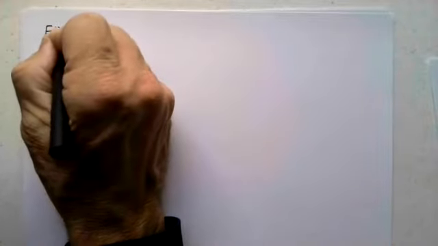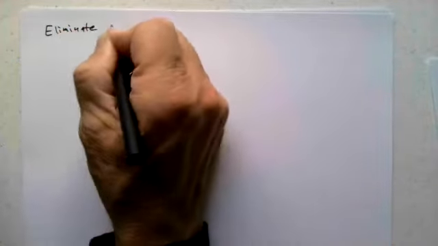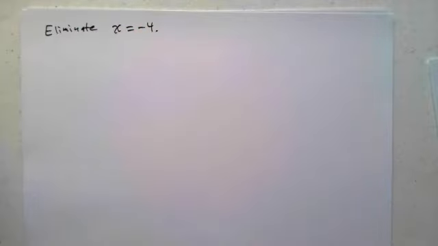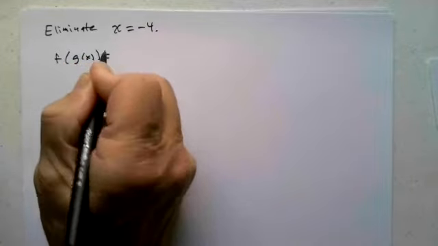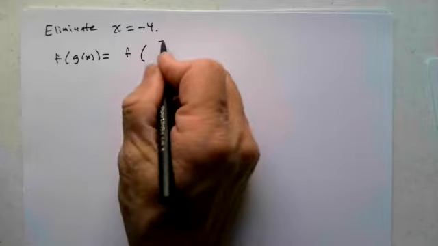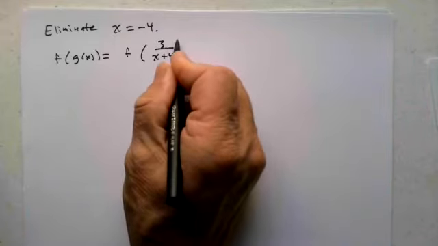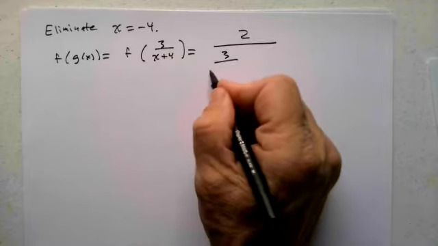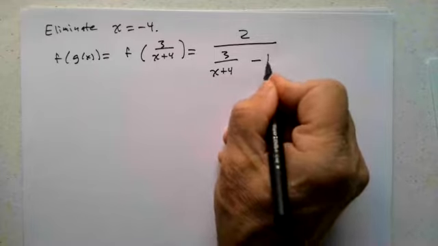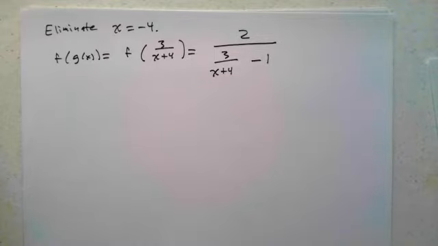Let's not forget, at the very end we need to eliminate x equals negative 4. I'm going to make a little note of this. Eliminate x equals negative 4. So now what do I have? I have f of g of x, which is f of 3 over x plus 4, which is 2 over 3 over x plus 4 minus 1. And then what do we have to do? We have to simplify that fraction.